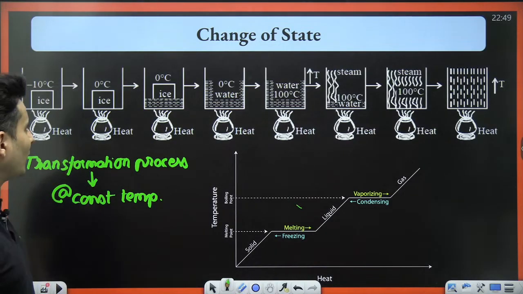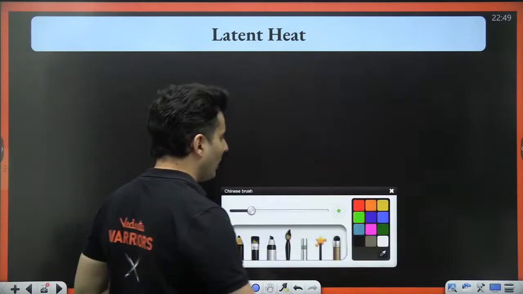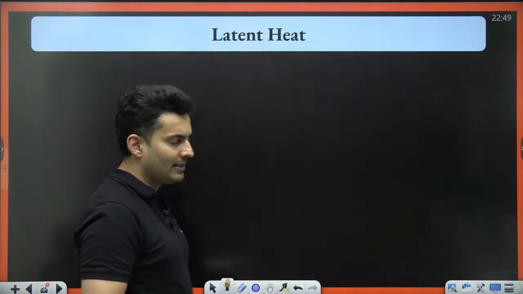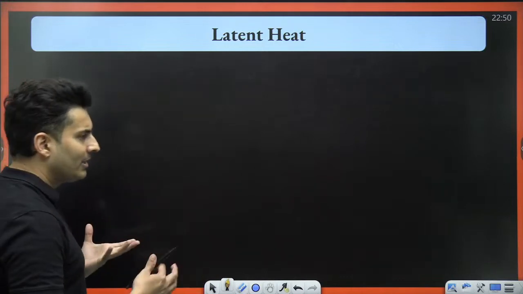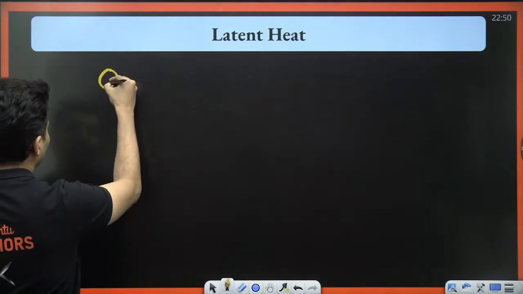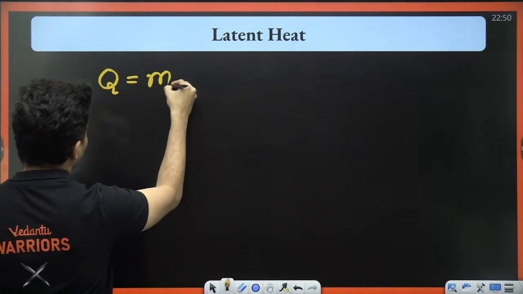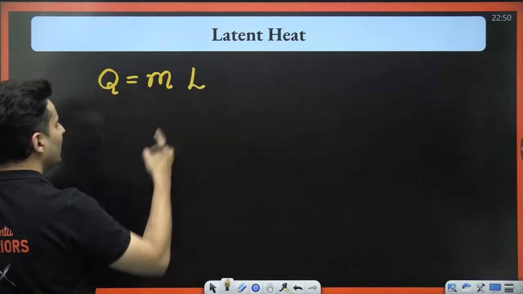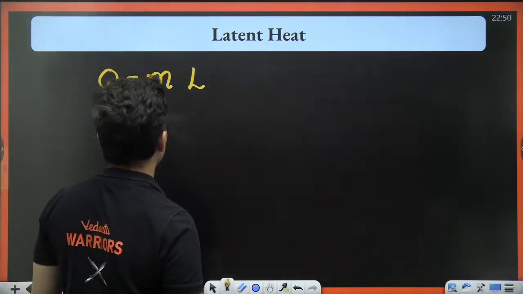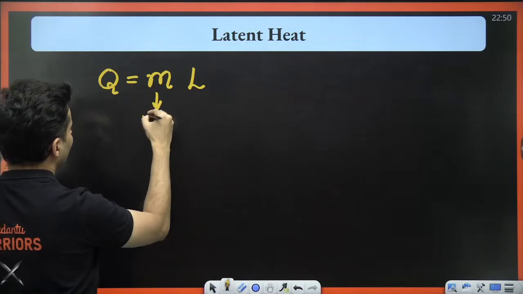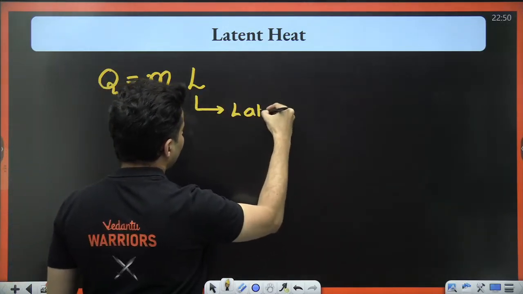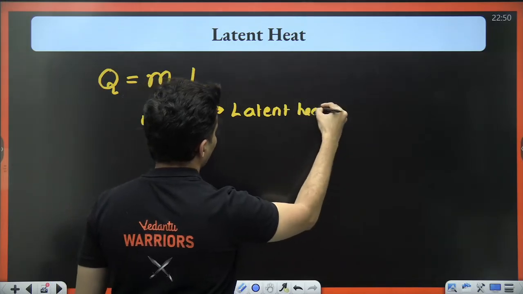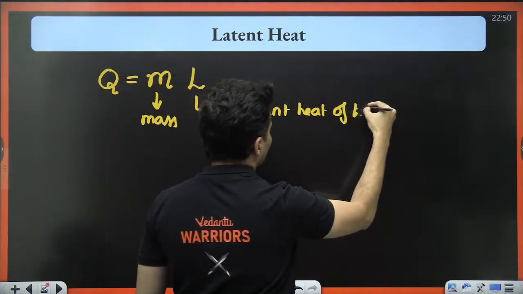Awesome. So is the heat required to melt, condense, vaporize or freeze related to something? Yes. The heat of transformation is mass into latent heat, Q = mL. This L depends on the process. m is nothing but the mass. L is called the latent heat of transformation.